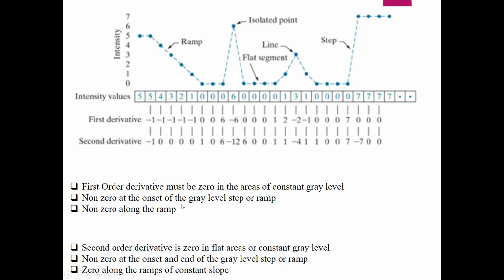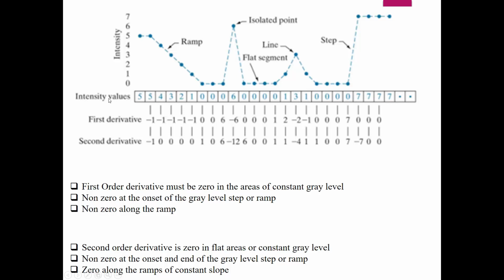The first derivative is non-zero at the onset of the gray level step or ramp. So if we choose the onset of the gray level step, you can see here that it is non-zero. Similarly, at the onset of the ramp, it is also non-zero. It is also non-zero along the ramp, and you can see here that this is a ramp. So the first derivative of this ramp is non-zero.